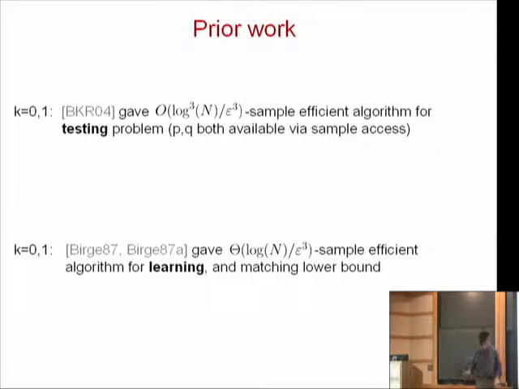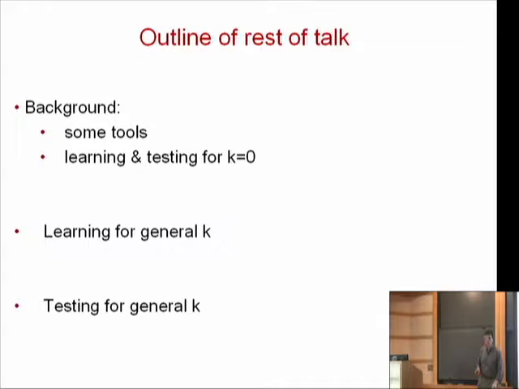OK, so those are the basic results. If there are any questions, that's a reasonable point. If not, what's going to happen in the rest of the talk is I'll describe some tools that go into establishing these results. I'll sketch how we can get learning and testing results for k equals 0. K equals 0, the learning result, again, was due to Birgé, but it's really sort of cute and slick, so I want to mention it. I'll talk about our learning algorithm for general k, and if there's time at the end, I'll talk about our testing algorithm for general k.